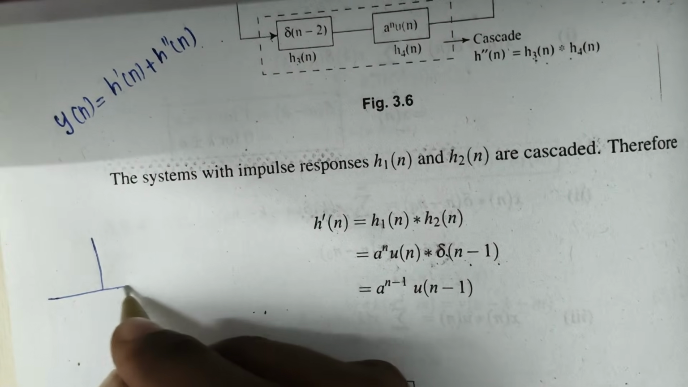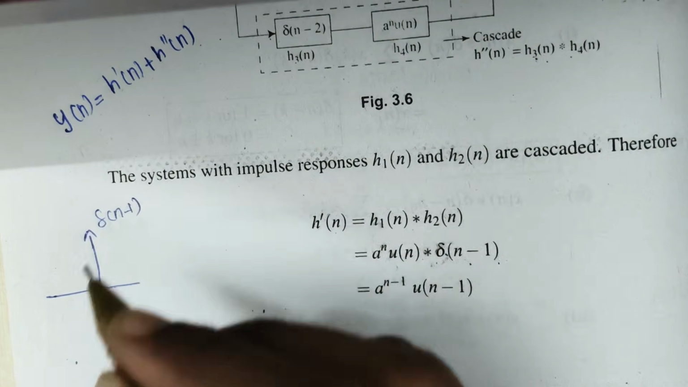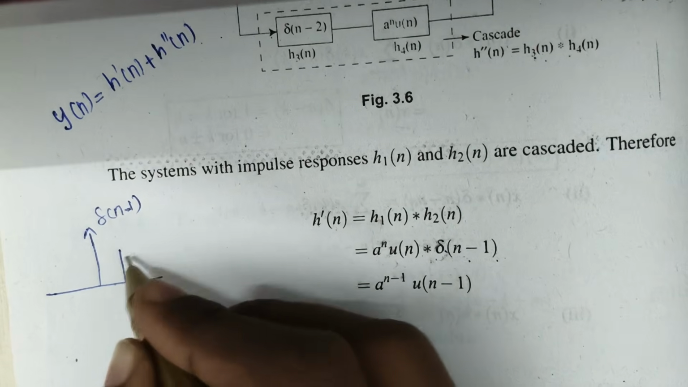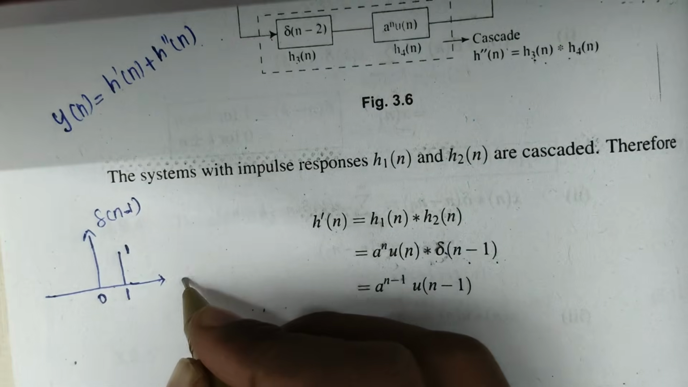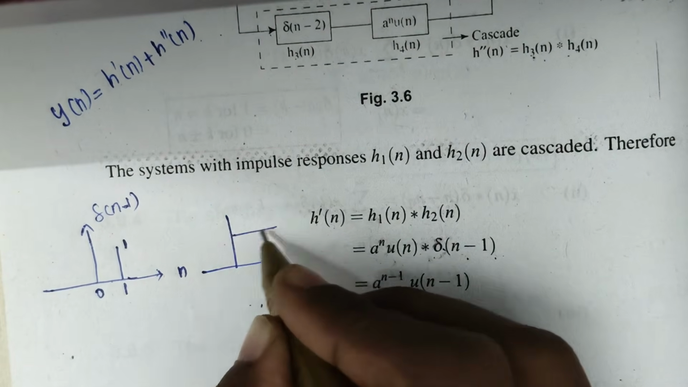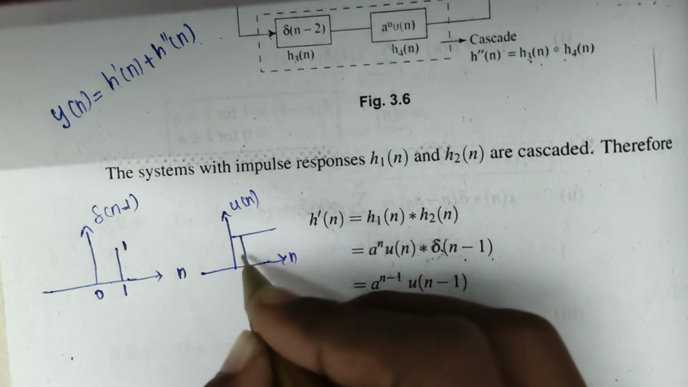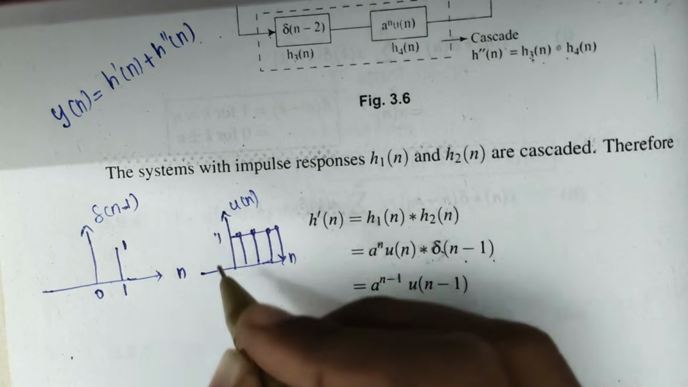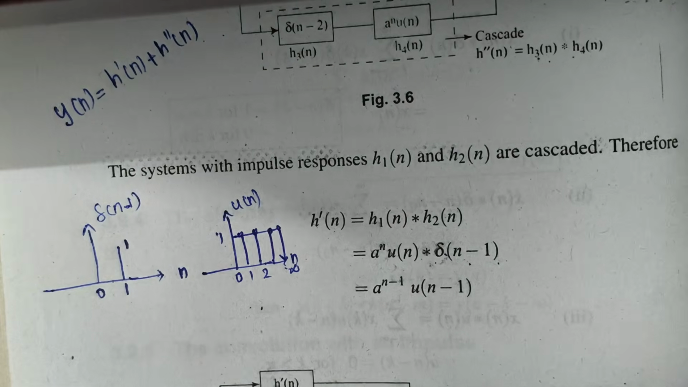So if I want to represent del of n minus 1, it will be shifted one step. Since it is minus, it will be shifted towards the positive side. So the amplitude will be equal to 1 at this point. And in case of u of n, since it is u of n, I'll be having only a discretized signal. So the amplitude will be equal to 1 starting from 0, and so on up to infinity, right?